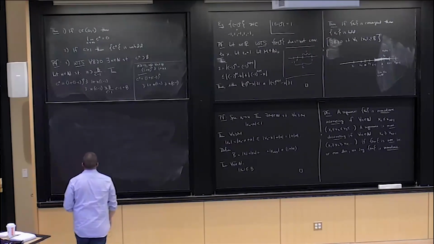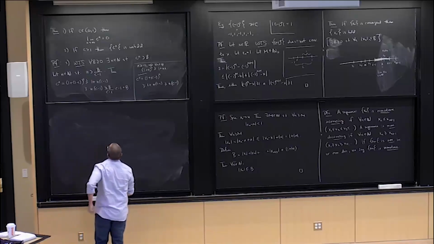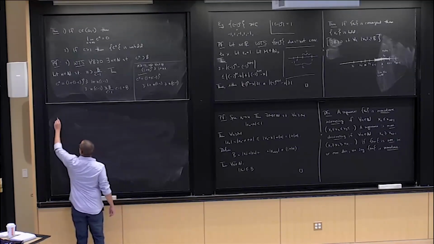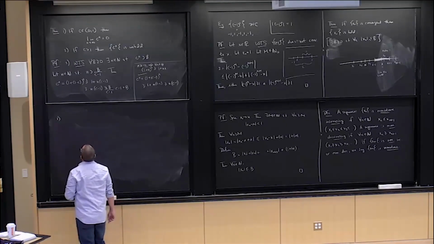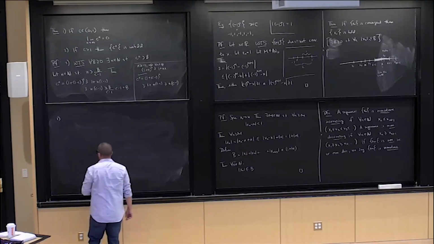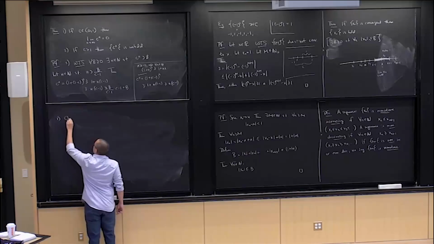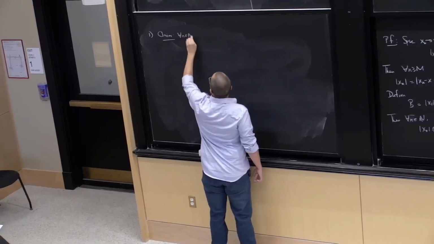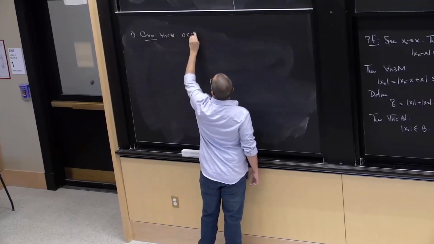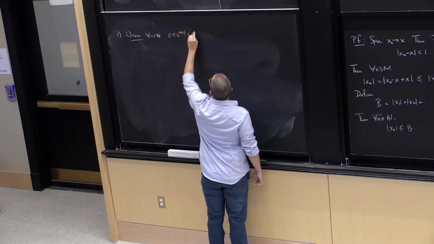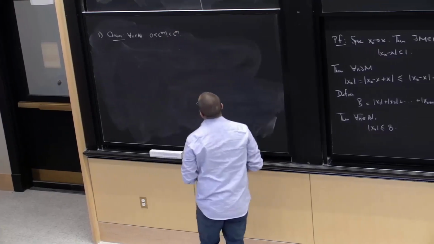Okay, so now let's prove the first claim, that if c is between 0 and 1, then the limit as n goes to infinity of c to the n equals 0. So first I want to prove the following claim, that we in fact have a decreasing sequence which is bounded below by 0. So claim: for all n, 0 is less than c to the n plus 1, which is less than c to the n. Okay?